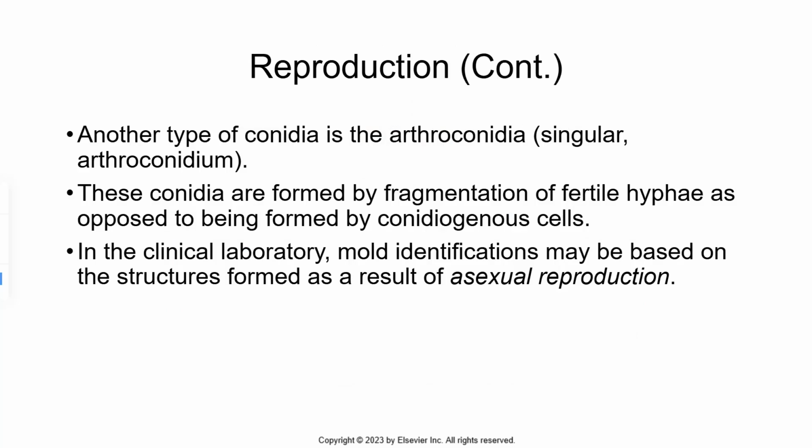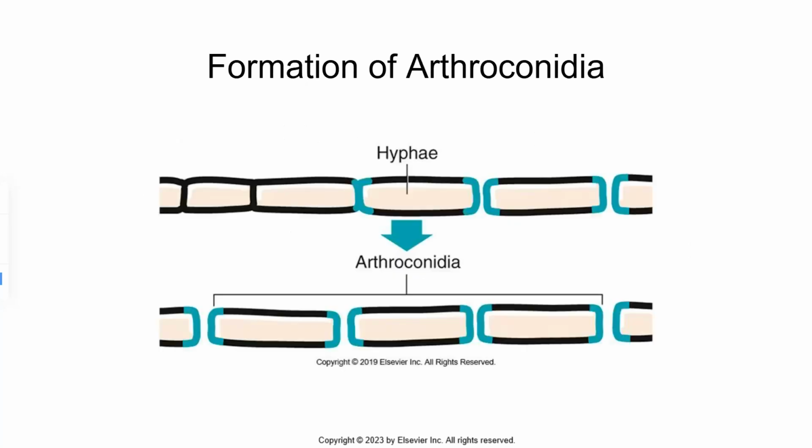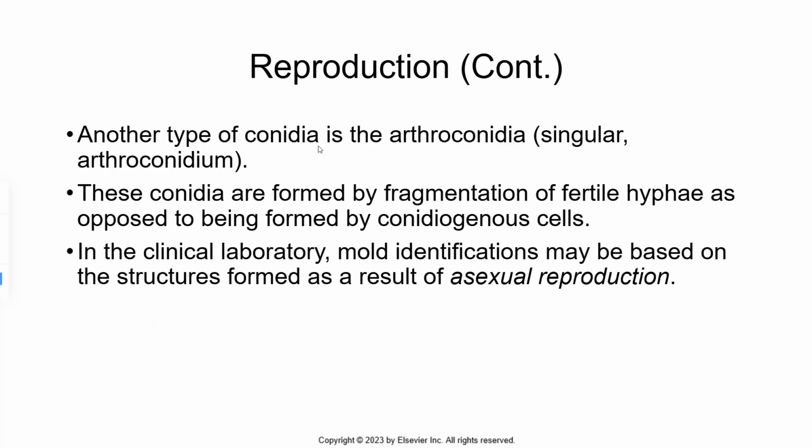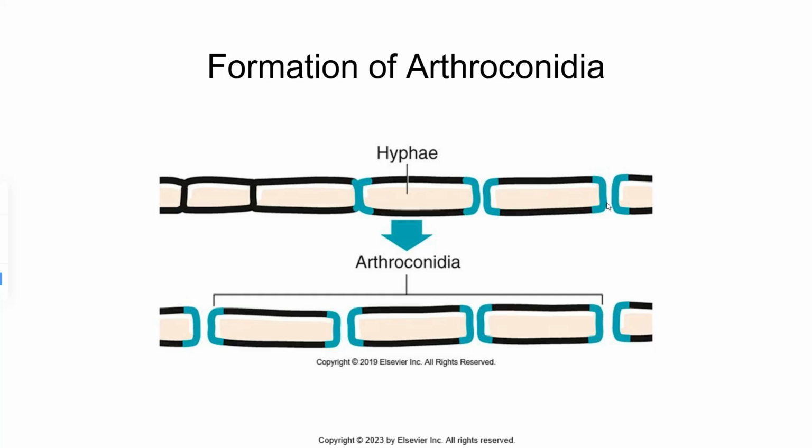Another type of conidia is the arthroconidia, singular arthroconidium. These conidia are formed by the fragmentation of fertile hyphae, as opposed to being formed by conidiogenous cells. In the clinical laboratory, mold identifications may be based on the structures formed as a result of asexual reproduction. So you would take a hyphae, and this isn't typical hyphae, this would be fertile hyphae. The hyphae would chunk off, and all of those chunked off hyphae would be arthroconidia. You're going to see some examples of these as we go through the rest of the mycology series.